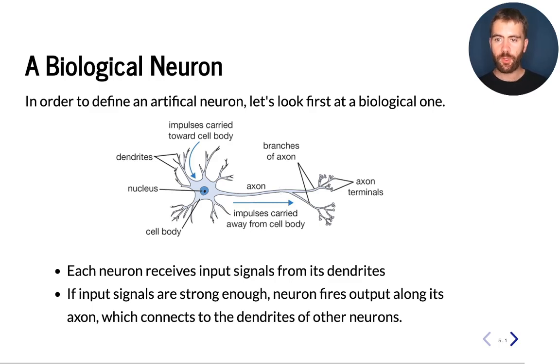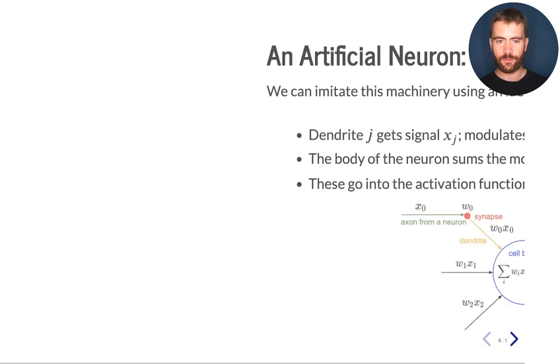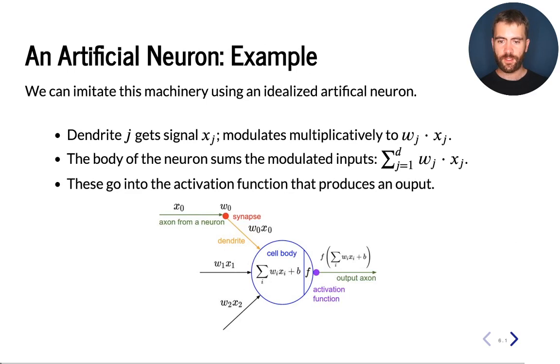The basic building blocks of artificial neural networks is going to be a mathematical idealized model of this biological neuron. And this artificial model looks as follows.